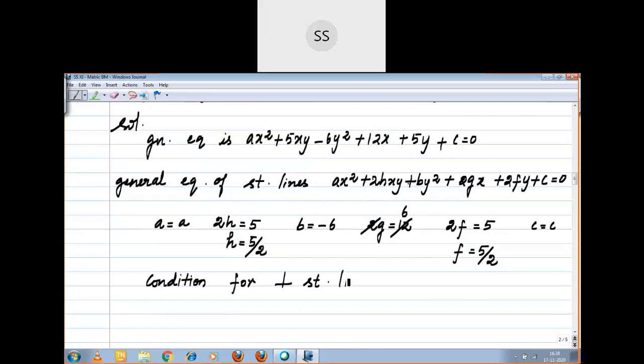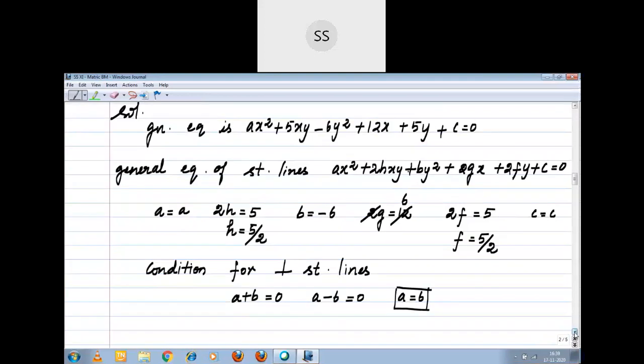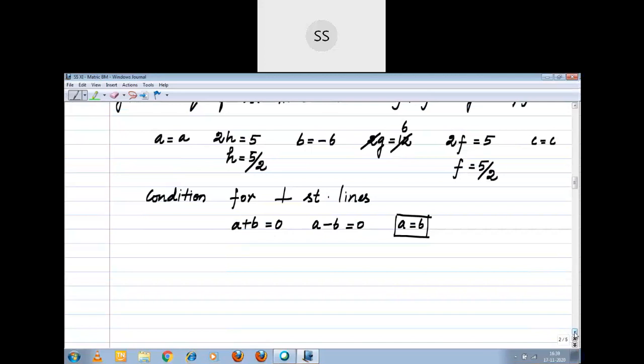The condition for perpendicular straight lines: coefficient of x² plus coefficient of y² equal to 0, that is a + b = 0. Here, a − 6 = 0, so a = 6. They ask to find the values of a and c. We got a. Now we want to find c. How to find c? Using the condition for a pair of straight lines.